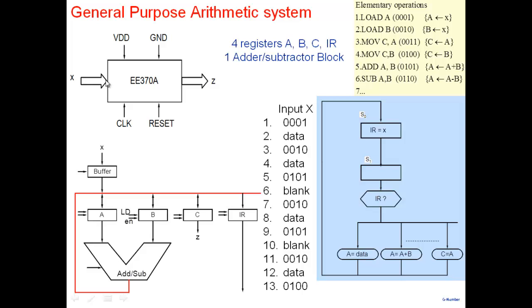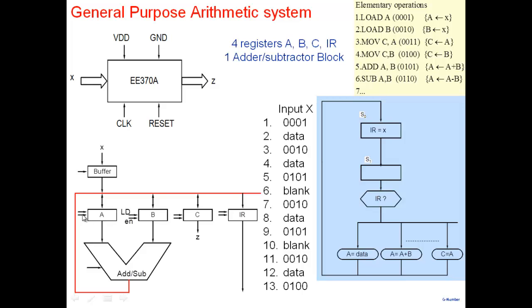For us, the data bus is 4 bits. So one single 4-bit bus is running through your system. If you want to transfer anything to anything, for example, let's say I want to move A to C: move the content of register A to register C.